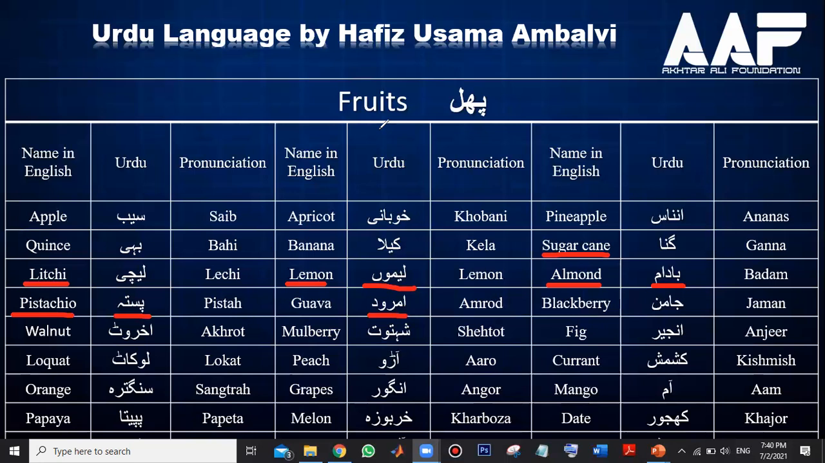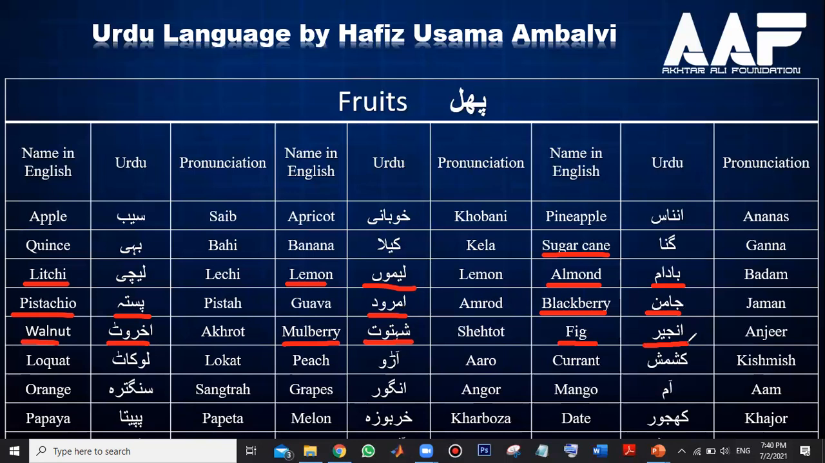Okay, so for blackberry it's jamun. And walnuts it's akhrot. Mulberry it's shahtoot. And for fig, we have injeer.